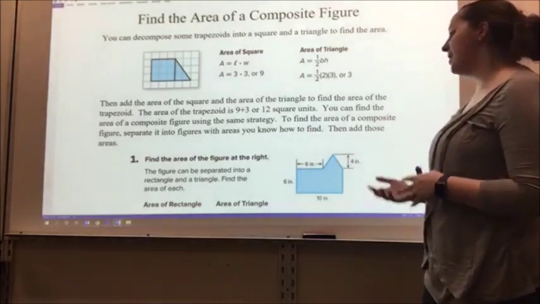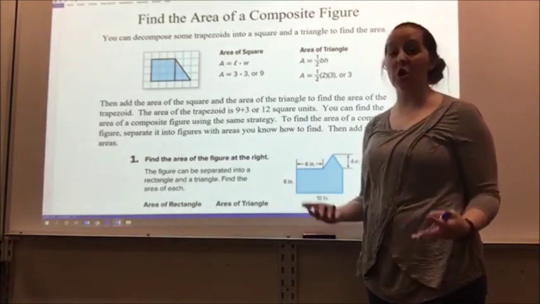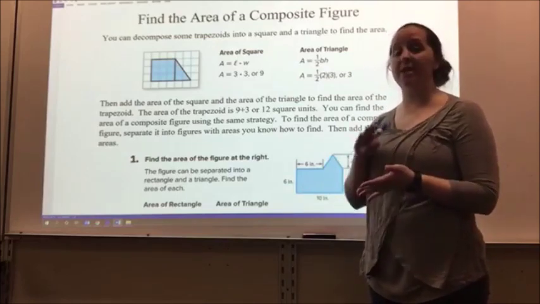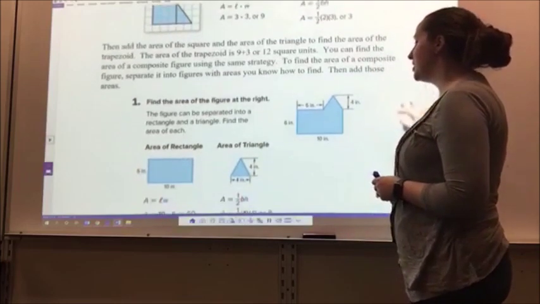To find the area of a composite figure, I separate it into figures whose areas I already know how to solve. So if you know how to do triangles, squares, rectangles, parallelograms, all of that, then you add the areas together.